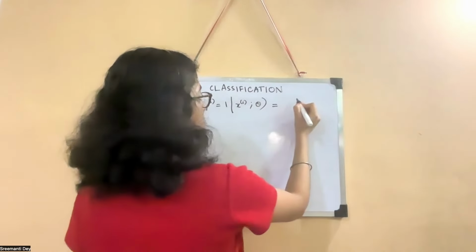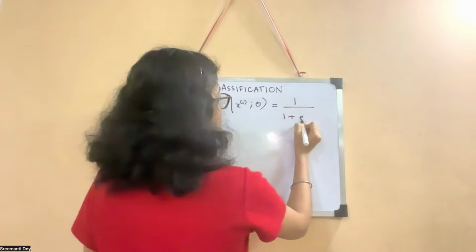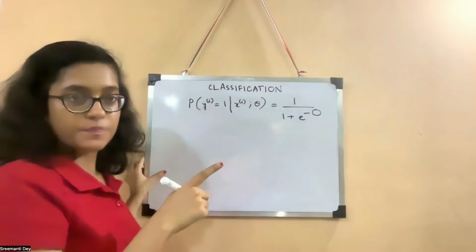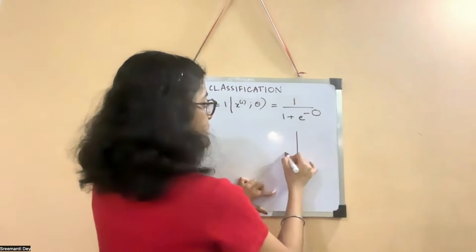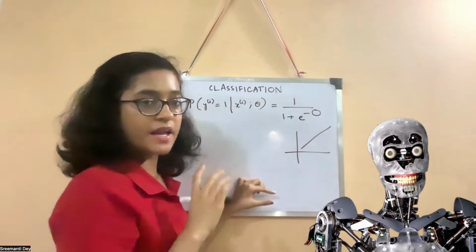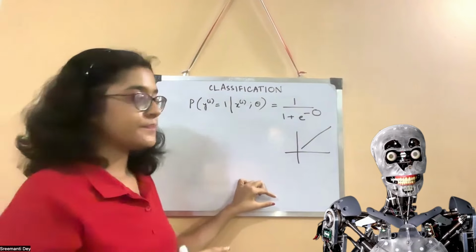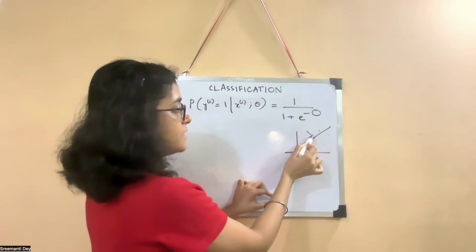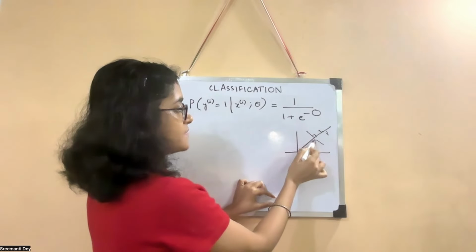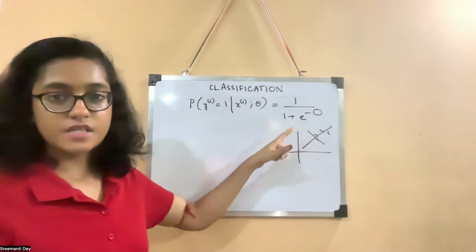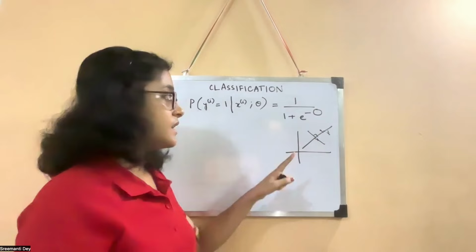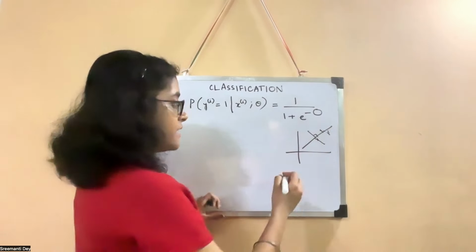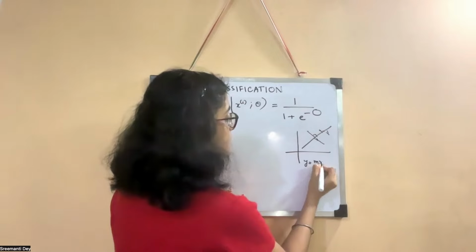We just found this, 1 plus e to the power minus. Now what is this term? If you remember, when I was talking about the decision boundary, in binary classification it is going to be a straight line. Obviously, because we are trying to divide these points, this distance we are trying to maximize from all the points. So this is a straight line. Now we know the equation of a straight line: y equal to mx plus c.